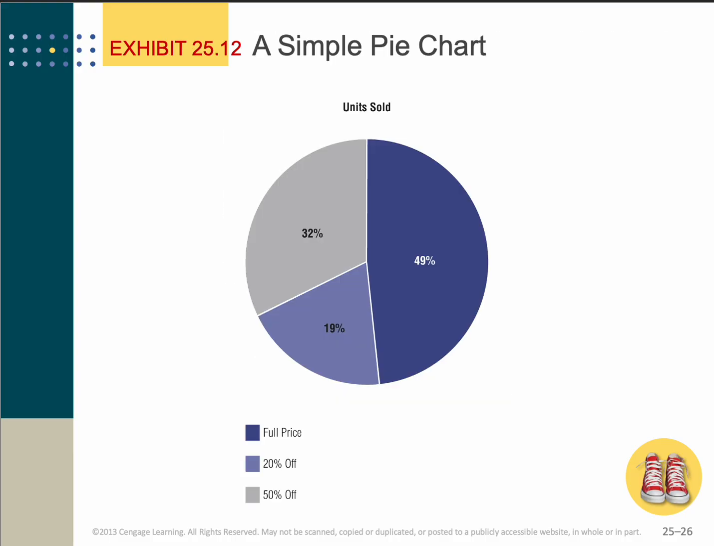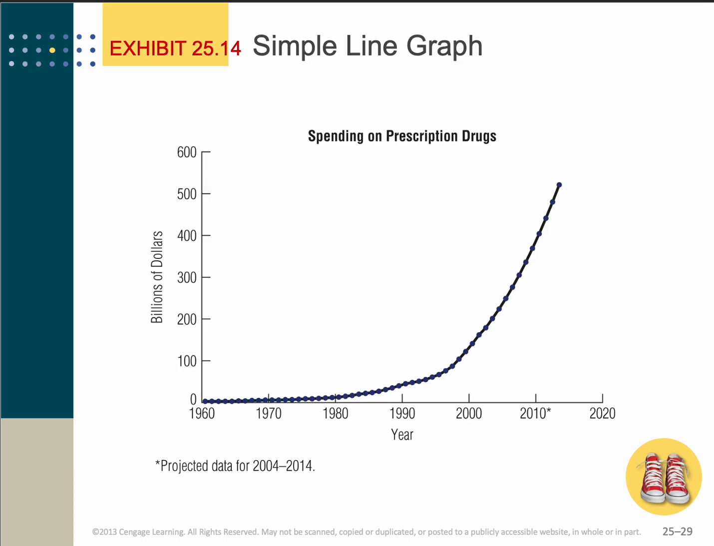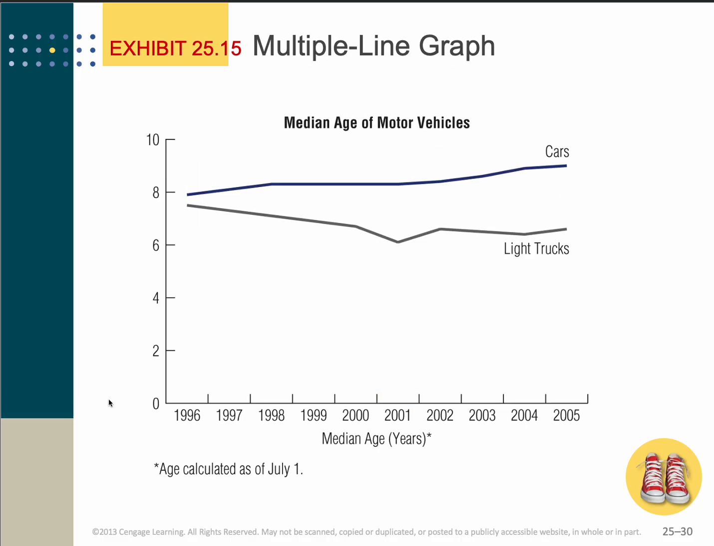Okay, so graphical aids, pie charts. Be careful on the colors you pick, and make sure the numbers are big enough so you can see them. Using charts effectively, the relationship between one variable and another. That's what we're doing. Time, money, those types of things. Simple graphs like this, with historical ratios and things like that. Again, notice they start at 0. Median age of motor vehicles. They choose median instead of average. Notice.